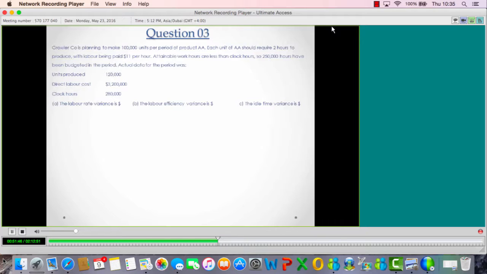Okay, I know you will find it a bit difficult in the B part. Now tell me, guys. Efficiency is what? We are comparing our actual time that we worked with the standard rate and the actual rate. If we multiply our actual working hours by the standard rate and compare with our actual labor cost, the difference is called labor efficiency.